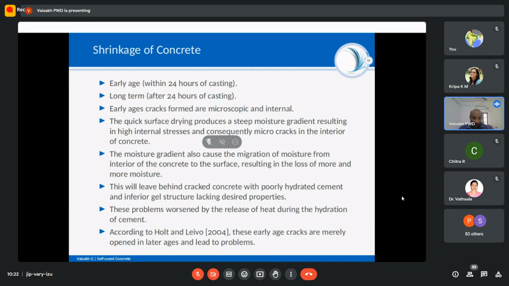Happen after 24 hours of casting. Holt and Livio in 2004 mentioned that the early age cracks can be opened at later ages and lead to problems.